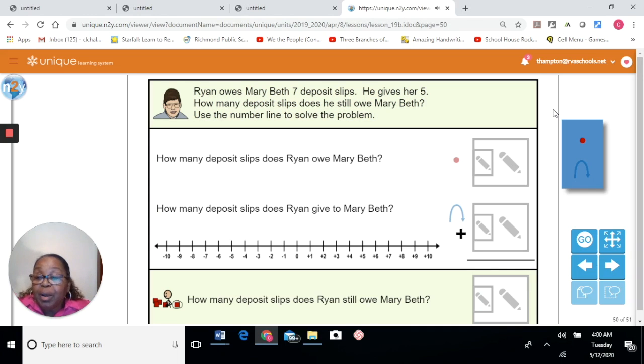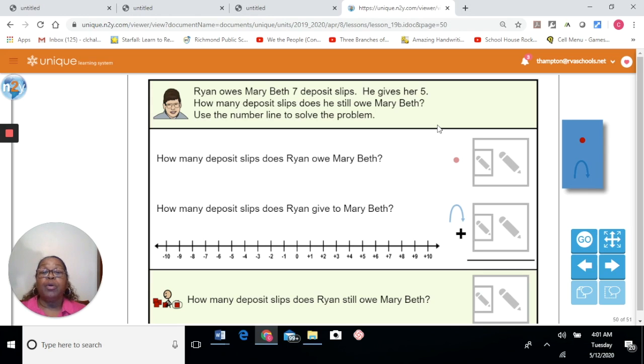The wonderful thing about this unique system is if you click on a word, it's going to read it to you. I'm reading it to you, but if you click on this, it's going to read it to you. So I love that part about this unique learning system. All right, let's read the word problem.